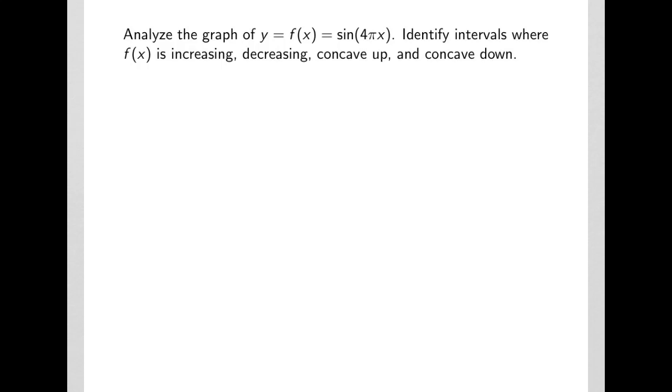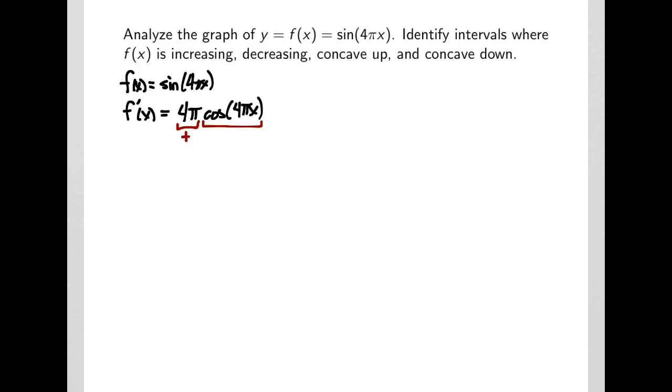And I do that using the first derivative. So my first derivative, if I have a function given by the sine of 4 pi x, the derivative, f prime of x, will be the cosine of 4 pi x times 4 pi, which I'll write 4 pi cosine of 4 pi x. So notice that this is a product. It's a product of 4 pi, which is always positive, and the cosine function.